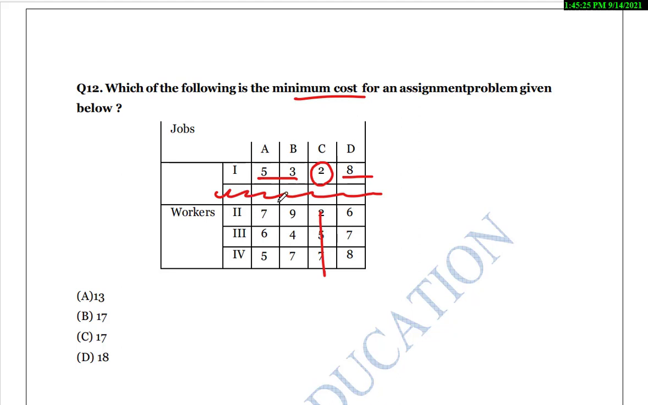After this row and column are removed, we choose the minimum element from the remaining ones. From the remaining, I am choosing 4, and then remove that column and row. Now choose from 5, 6, 7, 8, where the minimum element is 5. Choose that element and remove the row and column. Sorry, I made a mistake, so I will tell you again.